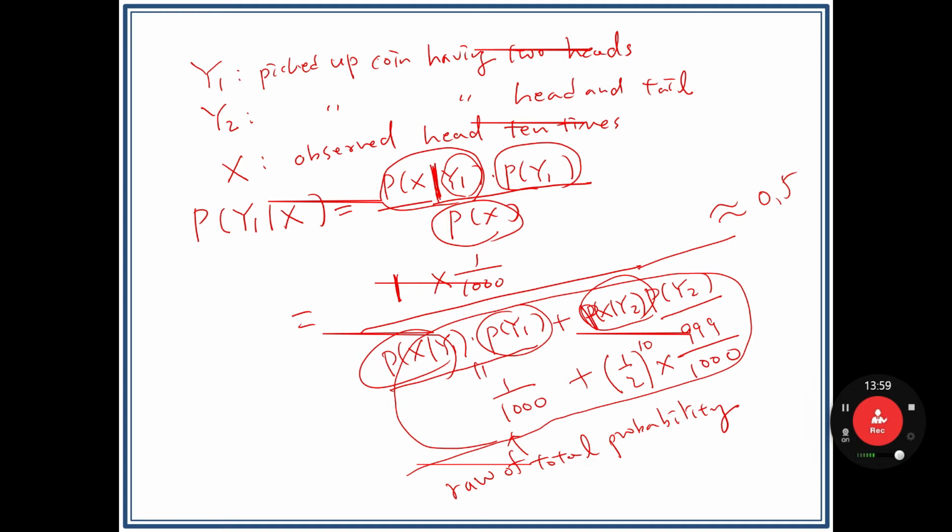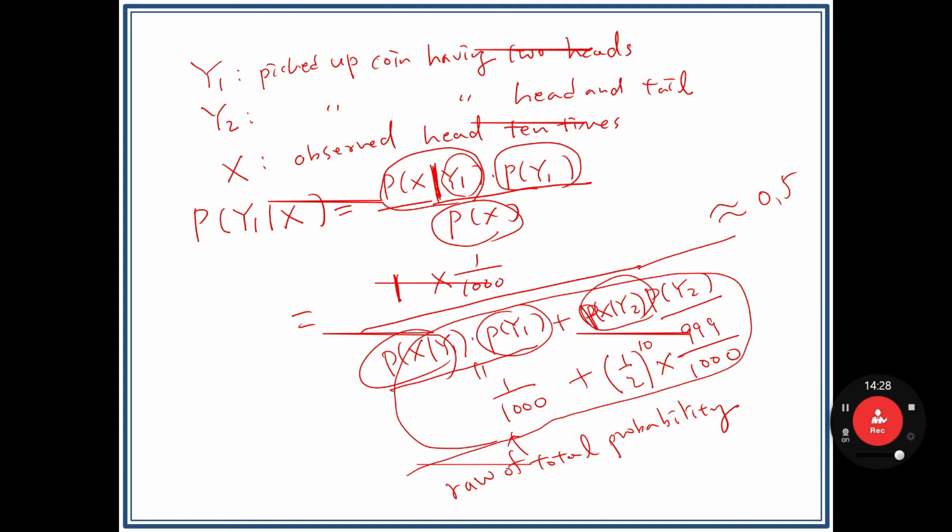And the other case, on the other hand, it is very hard to pick up the coin having two heads. That probability is 1 over 10,000. But once we have that coin, observing heads 10 times is not difficult. The probability of that is 1.